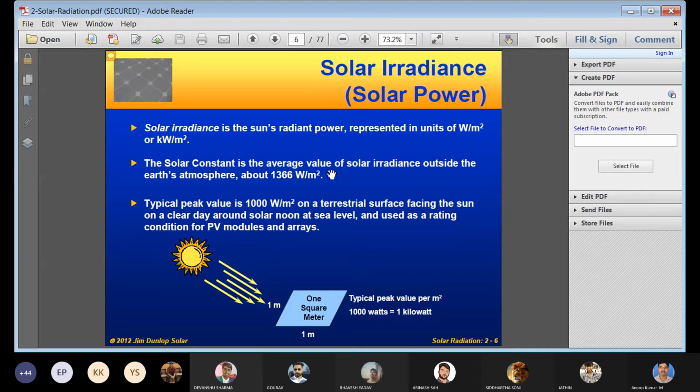So solar constant is the average value of solar radiation outside the Earth's atmosphere. It is about 1.36 kilowatt per meter square, about 136 watt per meter.